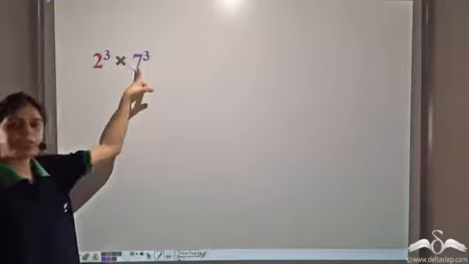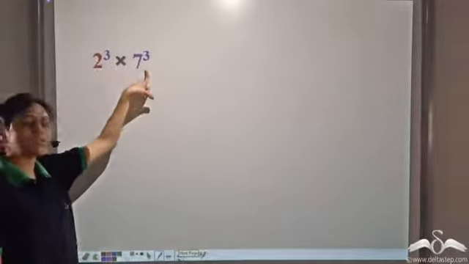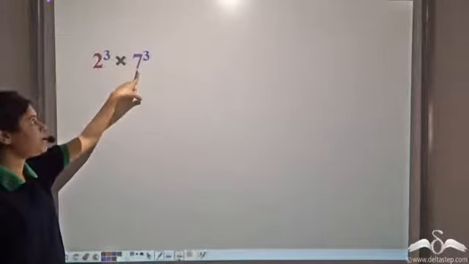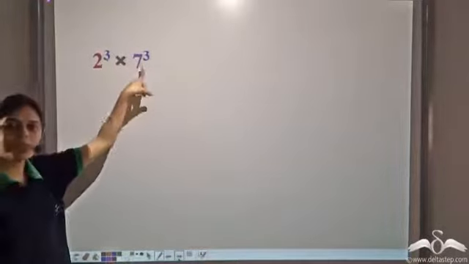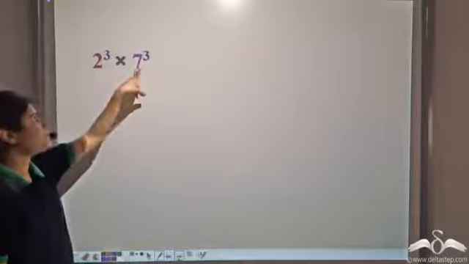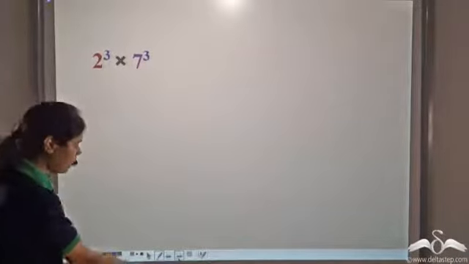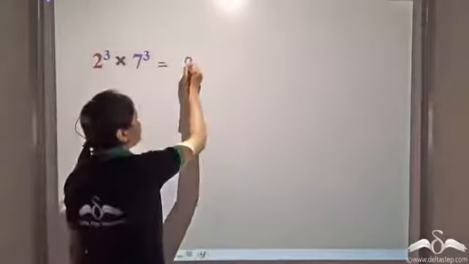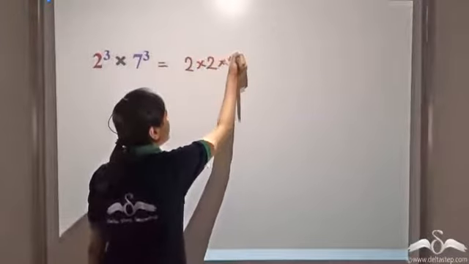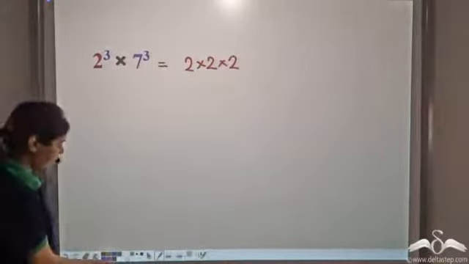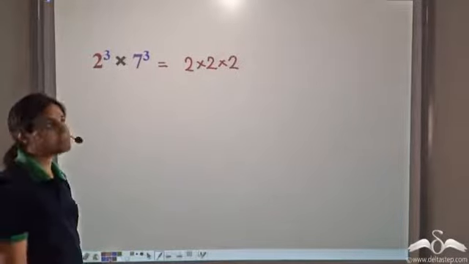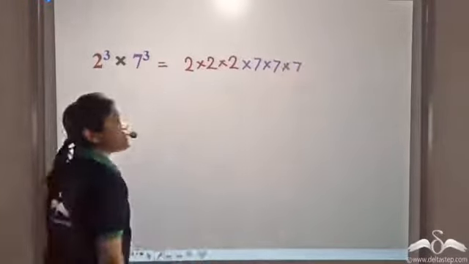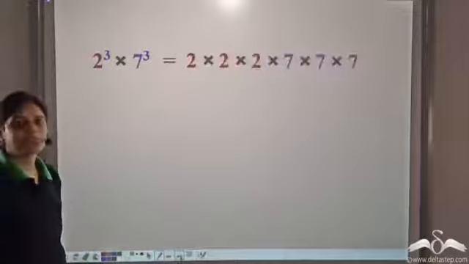So we have 2 cube into 7 cube, that is 2 to the power 3 into 7 to the power 3, multiplied. So these are two exponentials which are multiplied. They have different bases, 2 and 7, but the powers or the exponents are the same, that is 3. Now 2 cube is 2 multiplied 3 times. So we can write it as 2 into 2 into 2. And 7 cube is 7 multiplied 3 times. So it can be written as 7 into 7 into 7. So this is what we have.